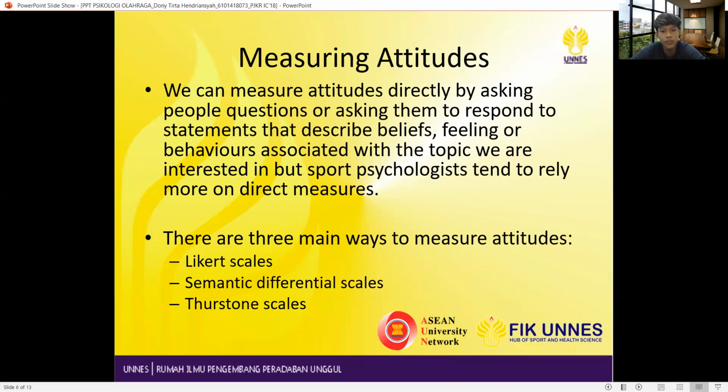There are three main ways to measure attitude. First, the Likert scale. Likert developed the simplest and what has become the most common way of measuring attitude. We start by producing an equal number of positive and negative statements concerning whatever we are measuring attitude toward. The statements can contain beliefs, feelings, and behaviors. Then people are asked to respond to the statements, usually on a 5-point scale ranging from strongly agree to strongly disagree.